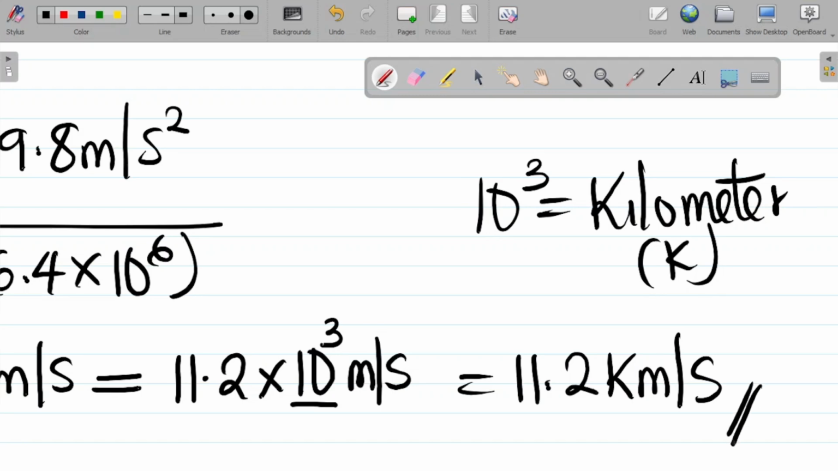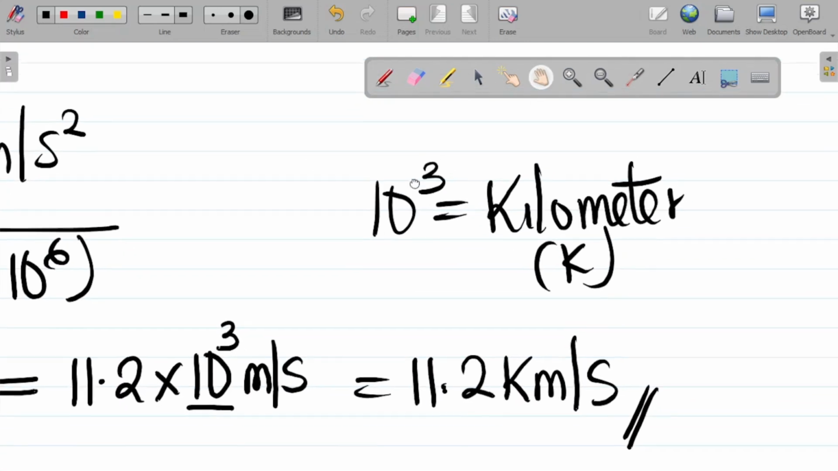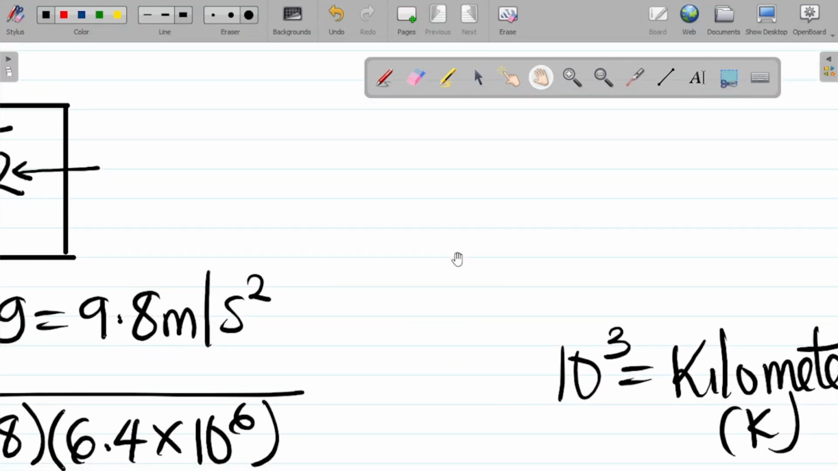All right. So for a body to escape the Earth's gravitational pull, it must be launched with a velocity of 11.2 kilometer per second or something above this. All right. So this is how we work on escape velocity.